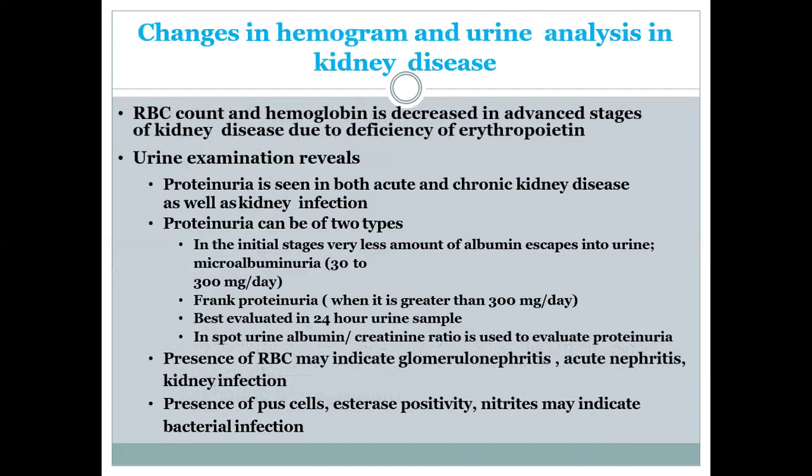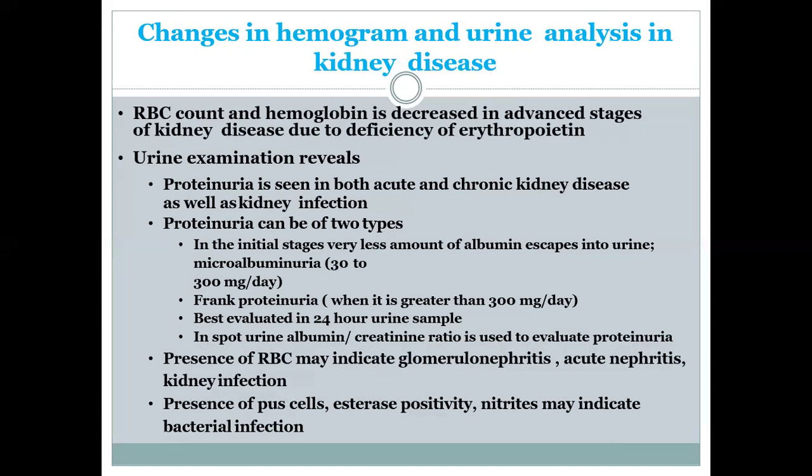Then changes in hemogram and urine analysis in kidney disease. Red blood cell count and hemoglobin are decreased in advanced stages of kidney disease due to deficiency of erythropoietin. Urine examination reveals proteinuria, which is seen in both acute and chronic kidney disease as well as in kidney infections.